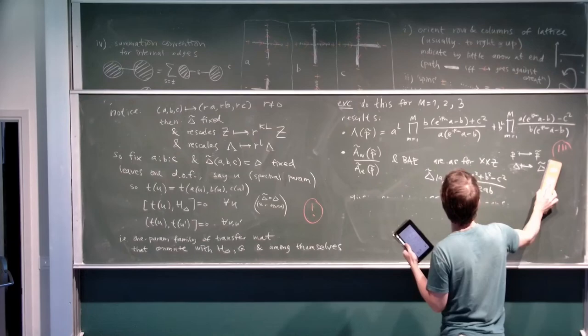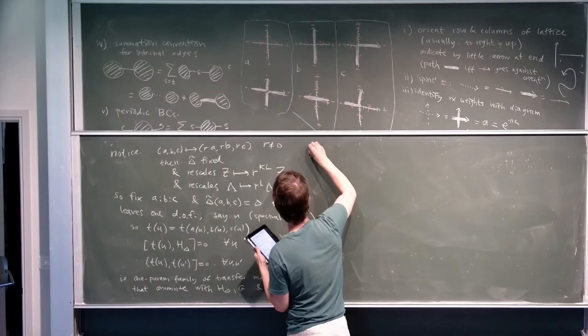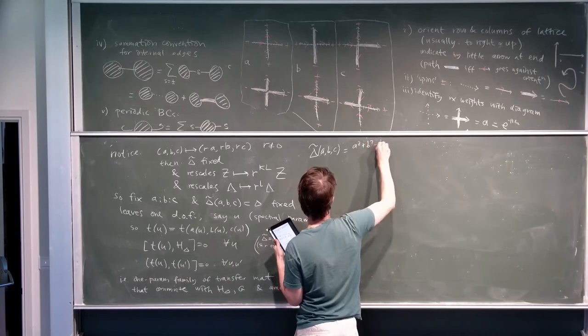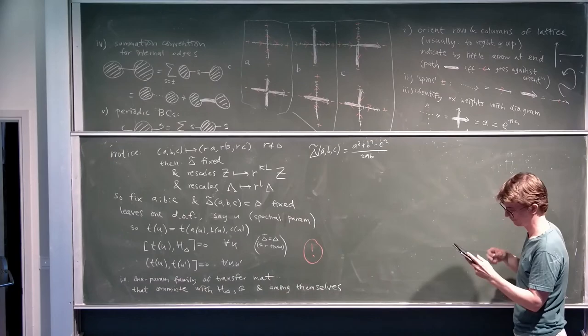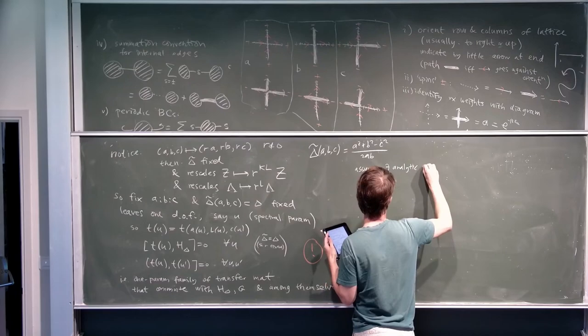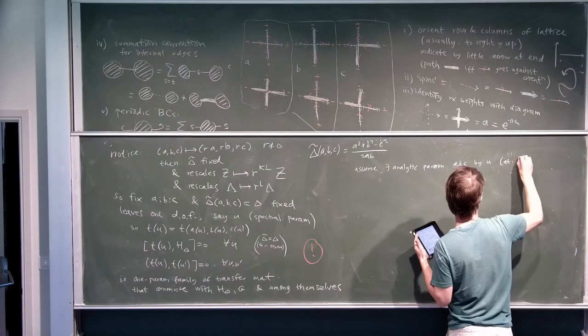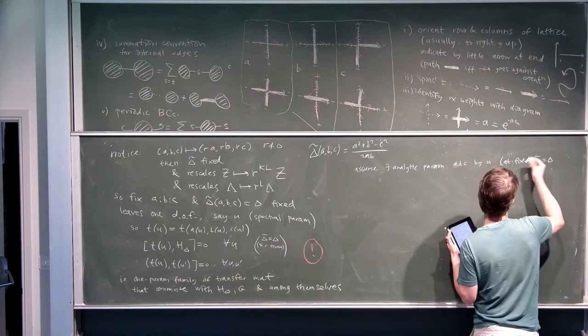I'm going to write the delta again because it's important. So delta tilde of A, B, C is A squared plus B squared minus C squared over 2AB. Let's assume there exists some analytic parameterization of A, B, C by u at fixed delta tilde equal to delta, and some fixed scaling that we don't care about.